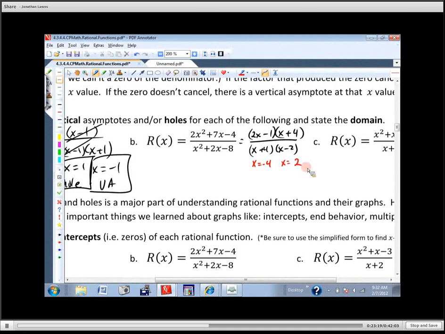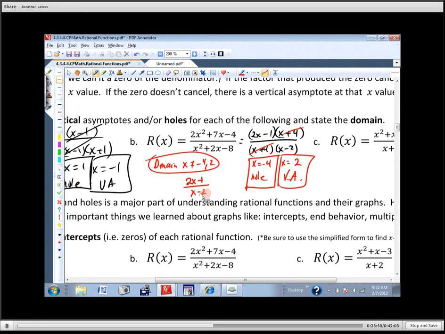Can I simplify this in any way? Yep. So x is not equal to negative 4 or 2. There's the domain. And I can cancel this off. So if that cancels, what does that mean about x equals negative 4? That's a hole. Since this stuff sticks around, what is this? Vertical asymptote. And the simplified version would look like this: 2x minus 1 over x minus 2. That's what it would look like when it's simplified. Okay, are there any questions?